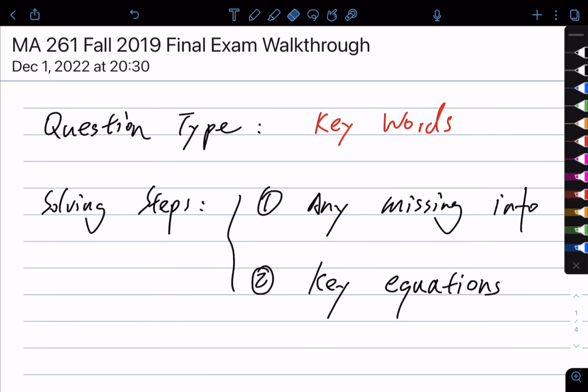Once we identify the problem type, the second step I will show you are the solving steps, which are the simple steps that you can take to arrive at the right solution. These are usually any missing information and any key equations related to the problem. Because question type identification as well as the solving steps can be applicable to any question of the same type. And these are the two things that I want you to take away from my videos. Well, with that said, let's go ahead and start with the first question.